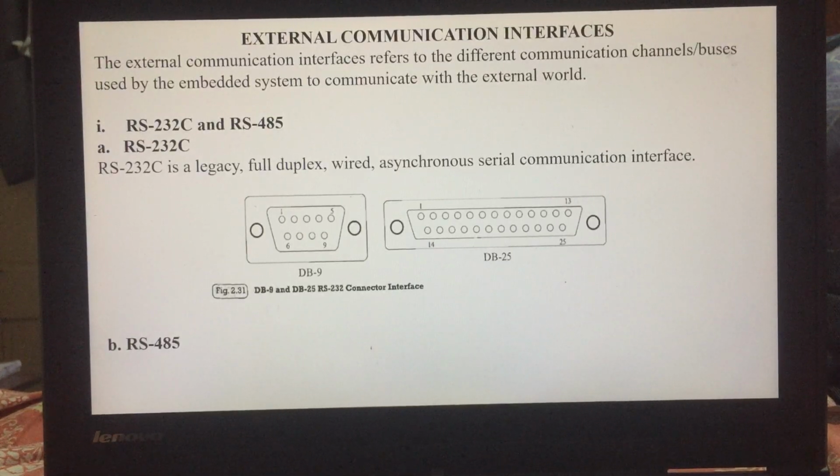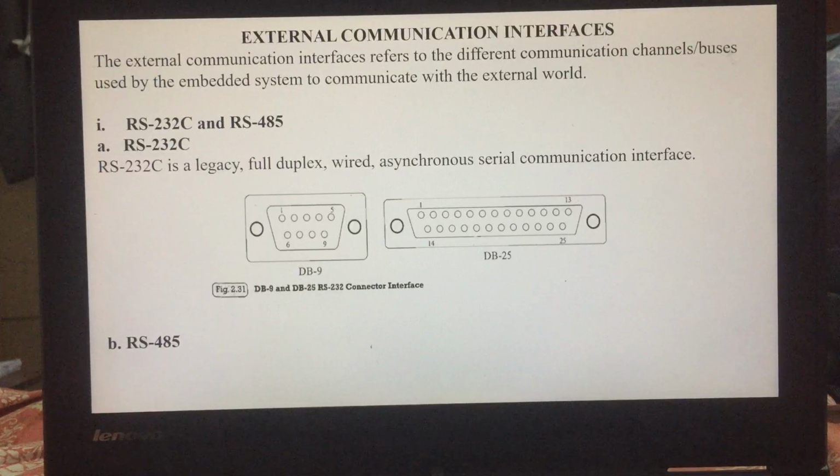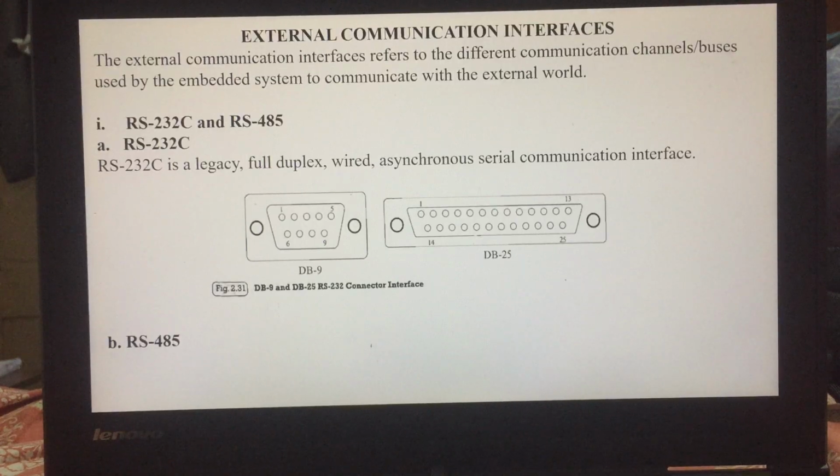RS-422 is another serial interface standard from EIA for differential data communication. In differential data communication, it uses two wires for transmitting bits from one node to another node. RS-485 is the enhanced version of RS-422. It supports simultaneous communication with a maximum of 32 transmitting devices and 32 receiving devices on the bus. It uses an addressing mechanism to identify the slave device with which the communication needs to be established.